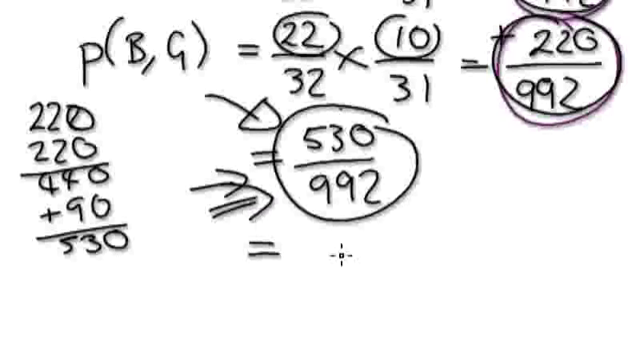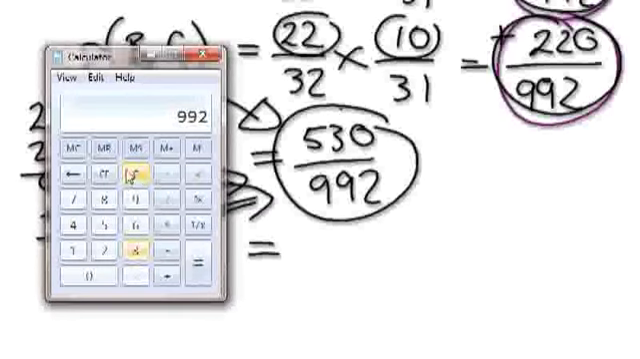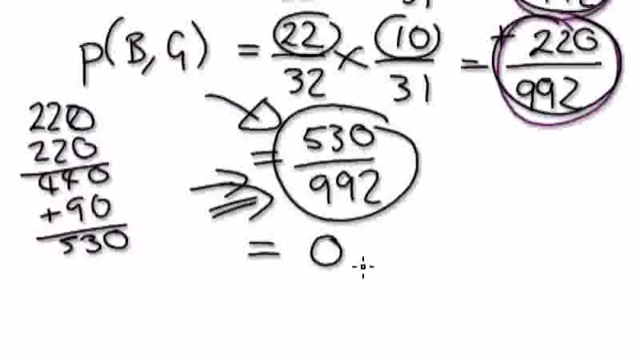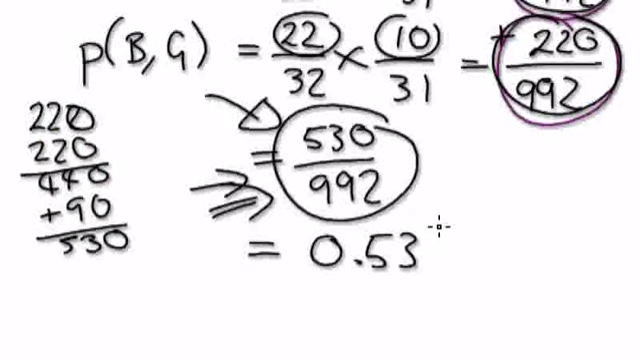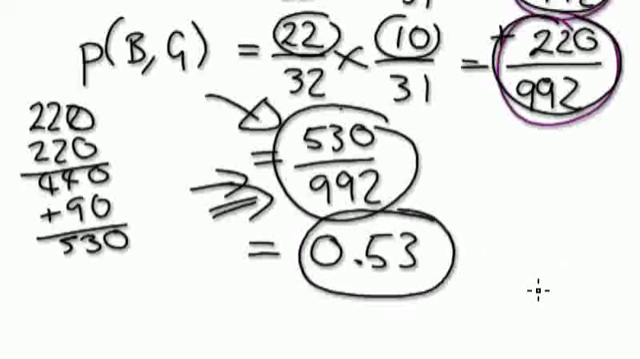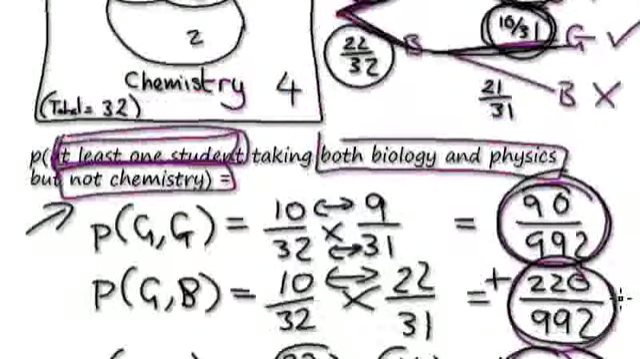So convert it to a decimal. On the calculator, 530 divided by 992 equals 0.53. Now let me double check. Yeah. So the probability is 0.53, or you can say 53%.